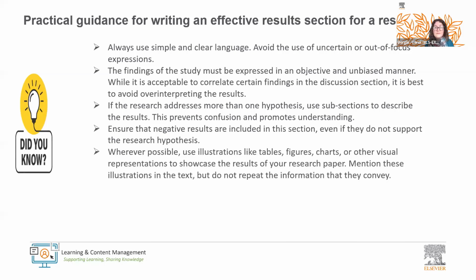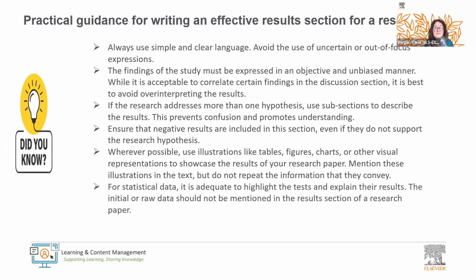hypotheses. Wherever possible, use illustrations like tables, figures, and charts or other visual representations to showcase the results of your research data. And you can mention these illustrations in the text, but don't repeat the information that they convey. And for statistical data, it's also adequate to highlight the tests and explain the results. The initial or raw data should not be mentioned in the results section of a research paper.